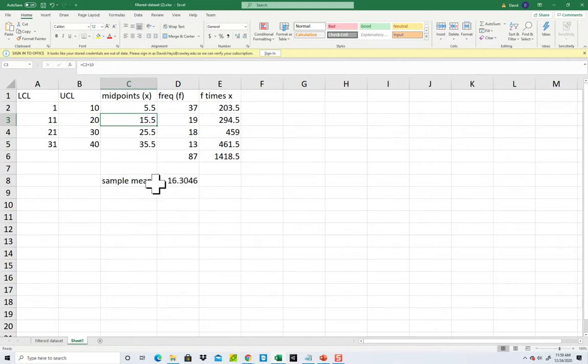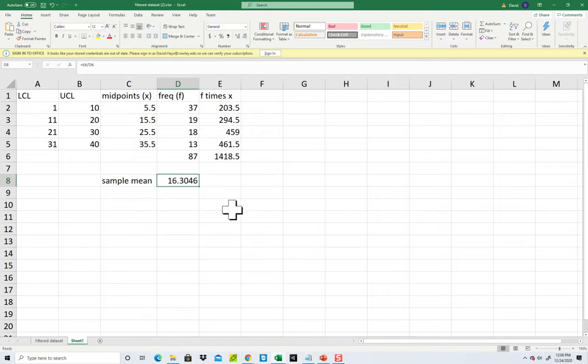And now I get the same sample mean. So the formula for the midpoints is to take the lower class limit plus the upper class limit, divided by 2. So 1 plus 10 is 11. 11 divided by 2 gives us our 5.5. 11 plus 20 is 31, divided by 2 gives us 15.5, and so forth.